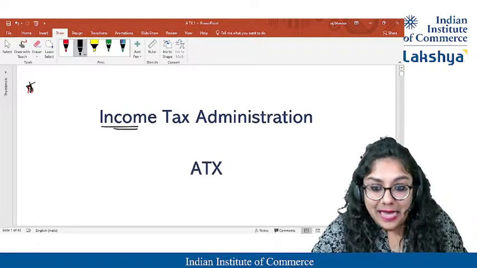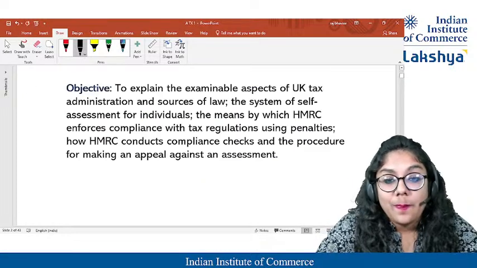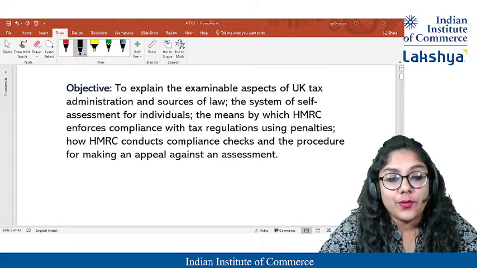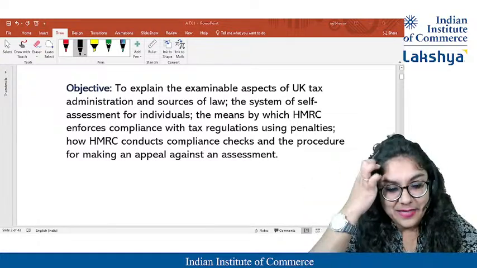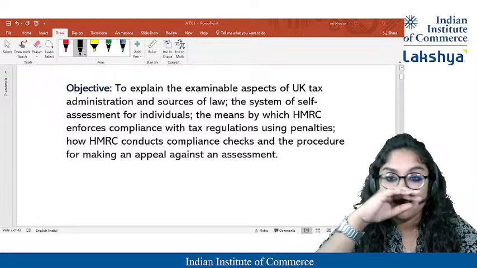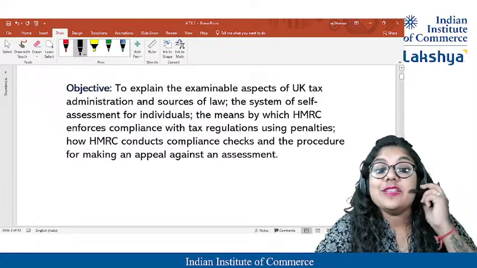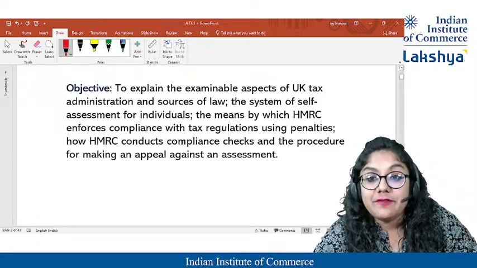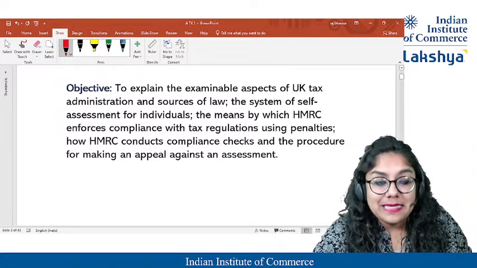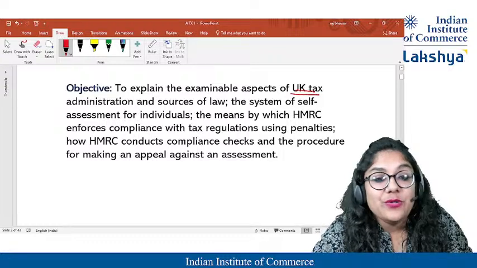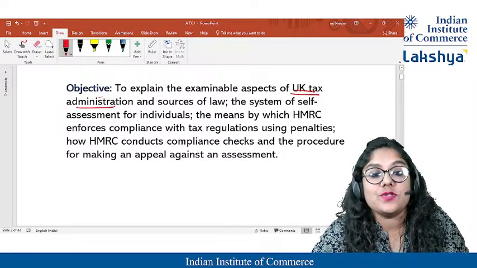So income tax administration. So over here, first of all, we need to know what is the income tax authority. Like in India, it is the income tax authority, but in UK, it's HMRC, right? So what is the objective of HMRC? Okay, why have they developed? So over here, my first objective is to explain the examinable aspects of UK's tax administration and sources of laws.